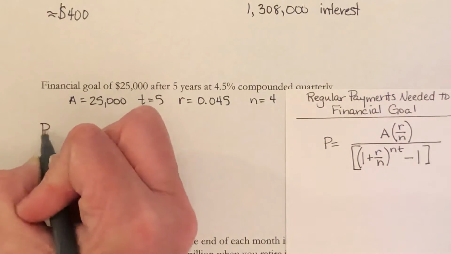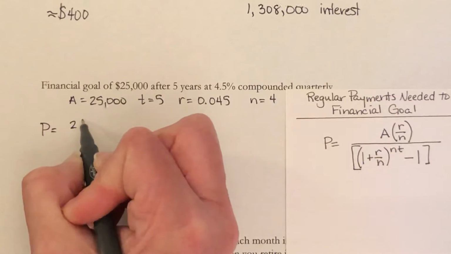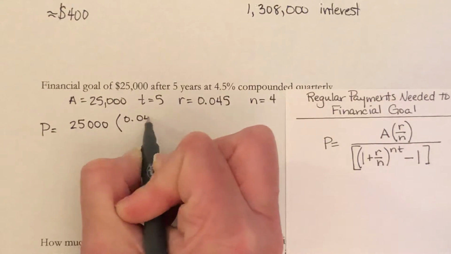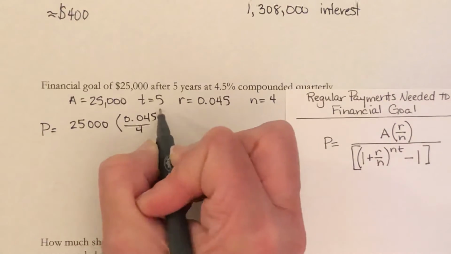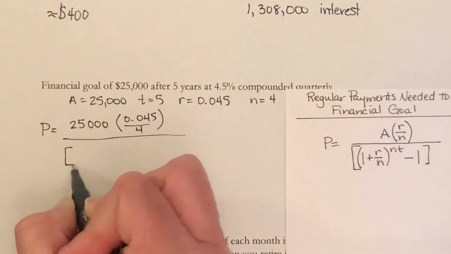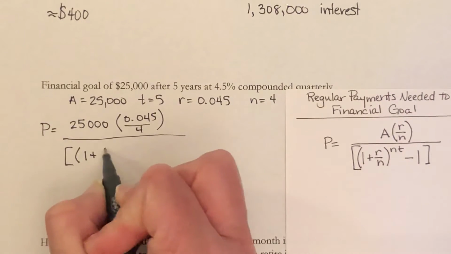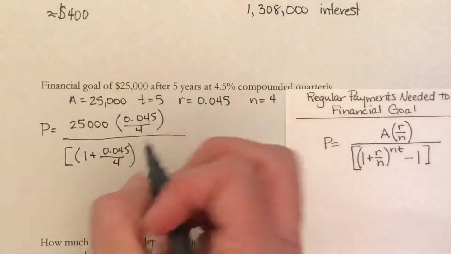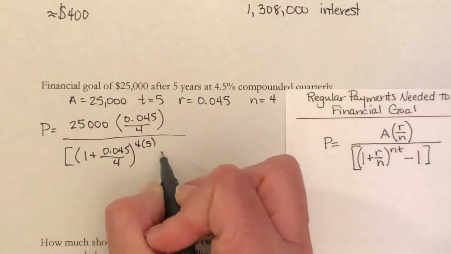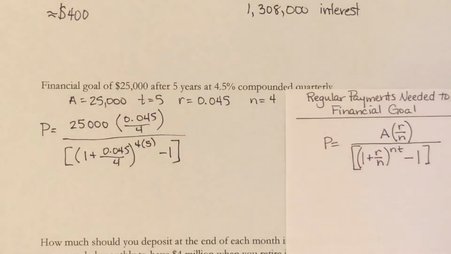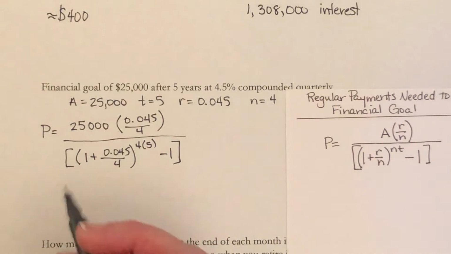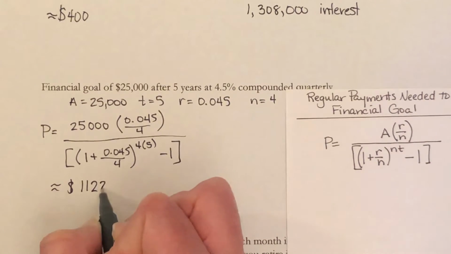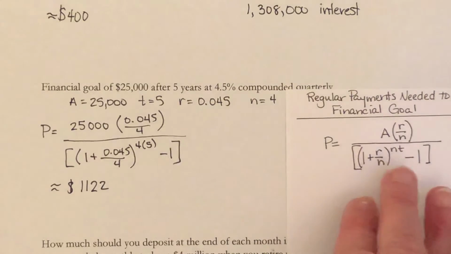So the value, what we need to deposit is 25,000 times 0.045 over 4, all over 1 plus 0.045 over 4 raised to the NT, so 4 times 5, minus 1. And if you entered this into your calculator and round up, you get $1,122 is what you should invest every quarter.